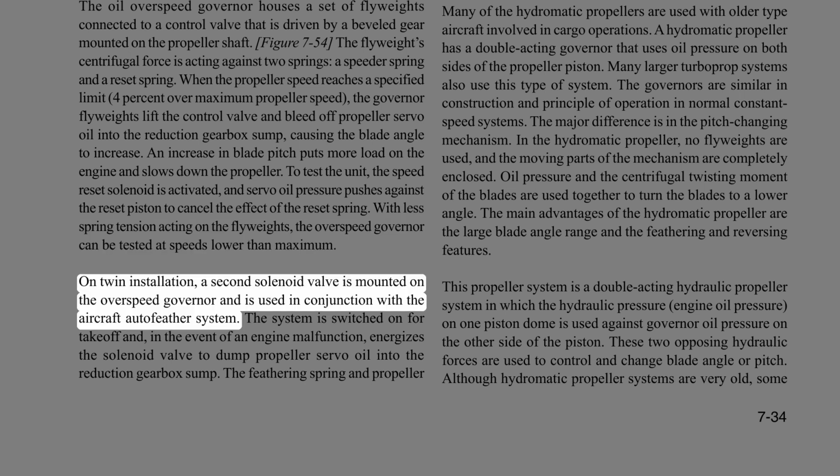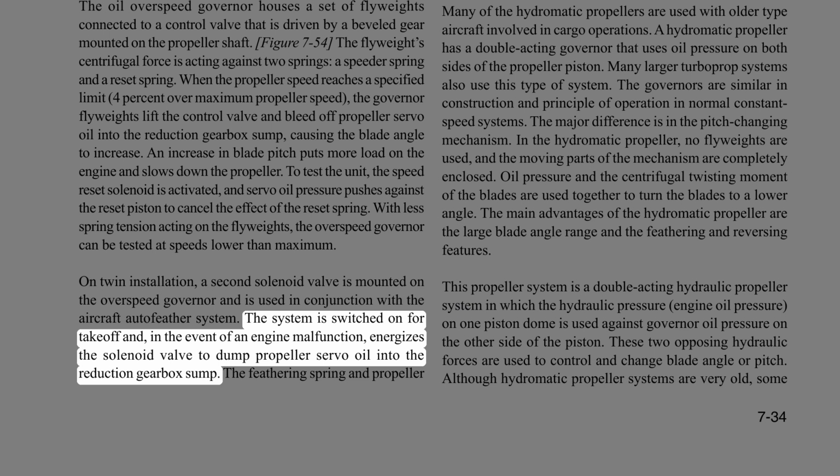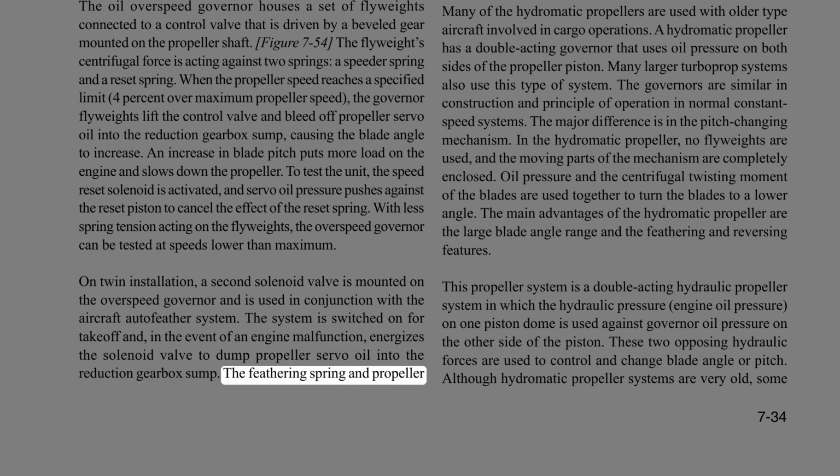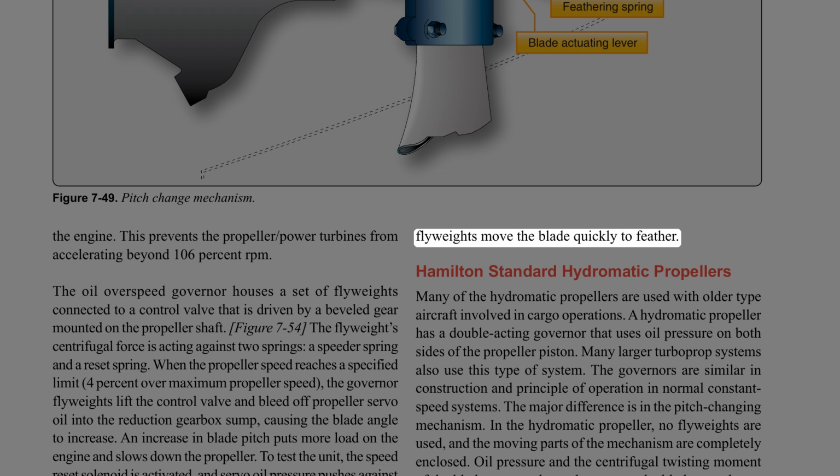On twin installation, a second solenoid valve is mounted on the overspeed governor and is used in conjunction with the aircraft autofeather system. The system is switched on for takeoff and, in the event of an engine malfunction, energizes the solenoid valve to dump propeller servo oil into the reduction gearbox sump. The feathering spring and propeller flyweights move the blade quickly to feather.